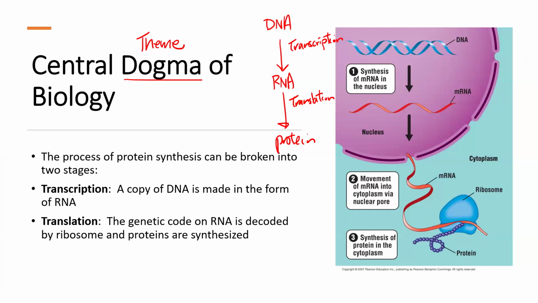Now let me remind you, DNA and RNA are both nucleotides. So when you are making a copy, it's called transcription. When you transcribe something, you're just copying it using the same language. RNA is made up of nucleotides, and proteins are made up of amino acids. So when you go from RNA to protein, it's a different language. That's why it's called translation. So transcription happens in the nucleus and translation happens in the cytoplasm.